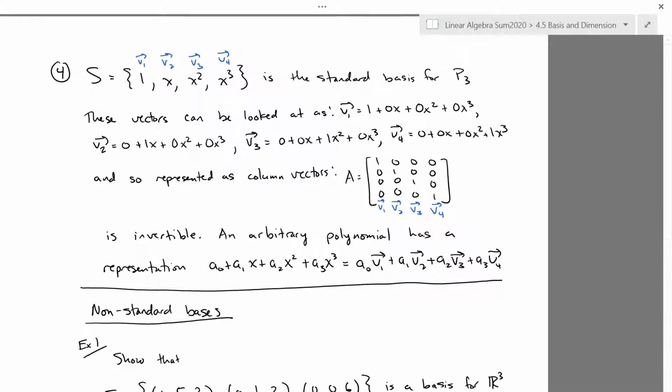And so we see again an arbitrary polynomial in this vector space can be represented in terms of the basis vectors, where the coefficients of the basis vectors are again precisely what we think of as the coordinates for the vectors.